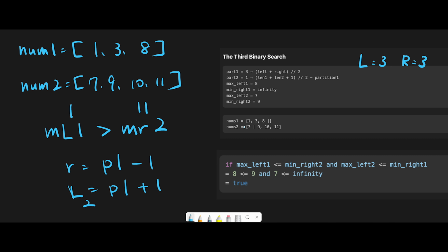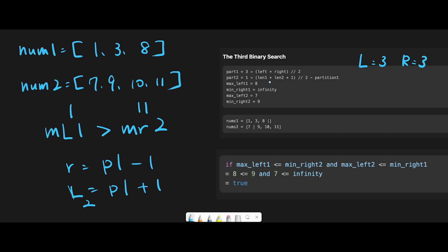And look at this image. We have 3 numbers on the left, 1, 3, 8. And we have 1 number on the left, 7, right? So in this case, max left 1 is 8, and minimum right 1 is infinity. Actually there is no number on the right side, so let me explain later. And max left 2 is 7, and minimum right 2 is 9.